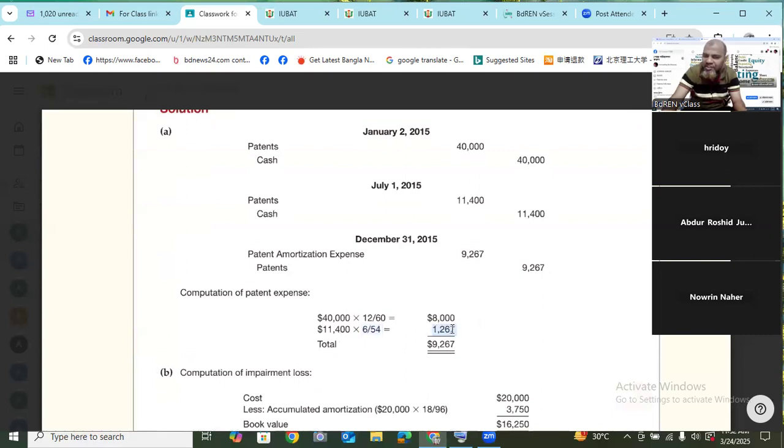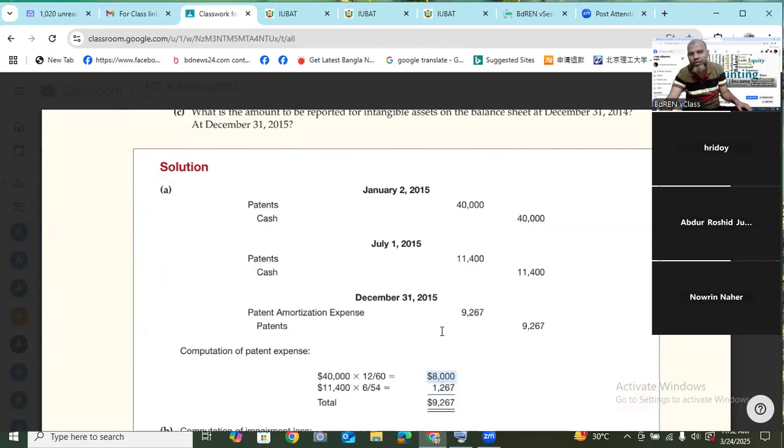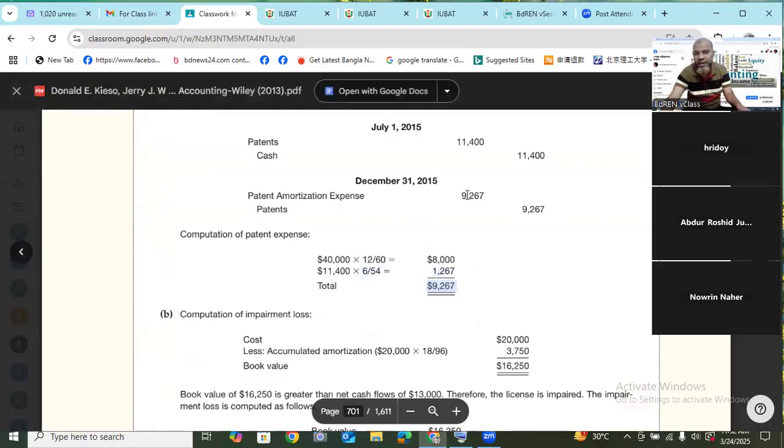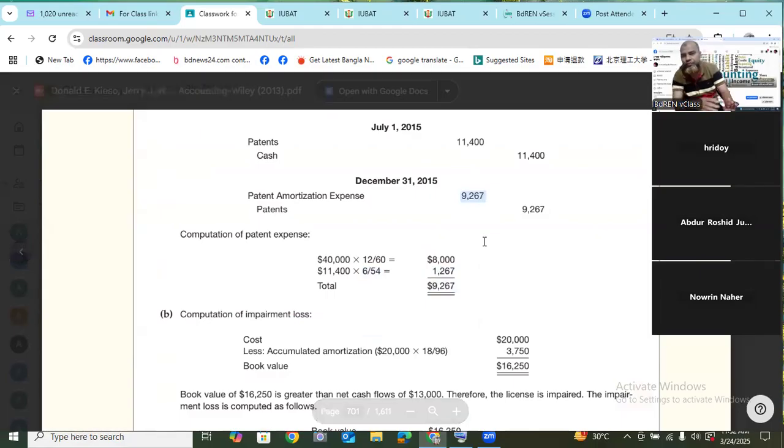This is 6 month amortization, 1,267. This is a full year amortization, and this is 6 month amortization. Total 9,267. That's why this is the amount, 9,267. All of you got this? Patent amortization expense 9,267.